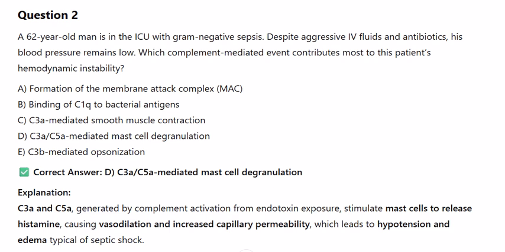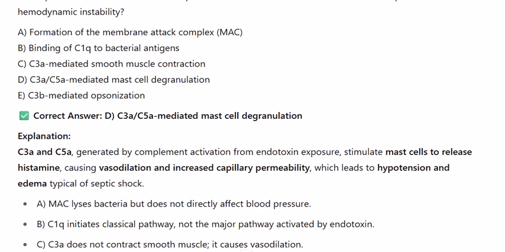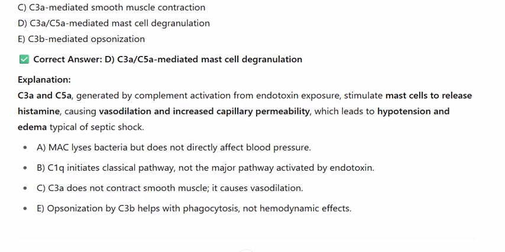Explanation: C3a and C5a, generated by complement activation from endotoxin exposure, stimulate mast cells to release histamine, causing vasodilation and increased capillary permeability, which leads to hypotension and edema typical of septic shock.